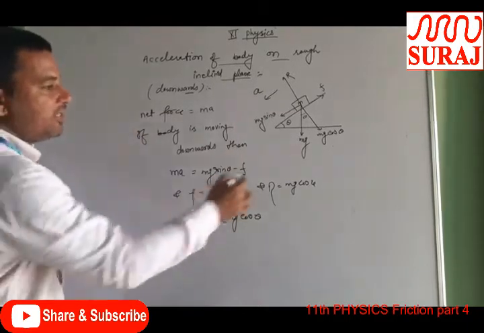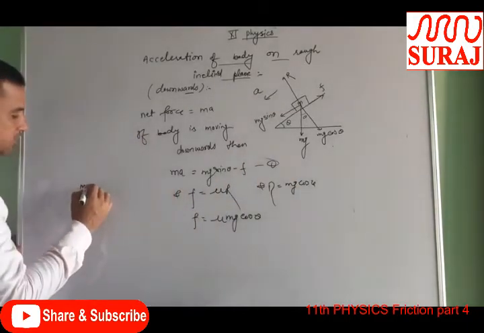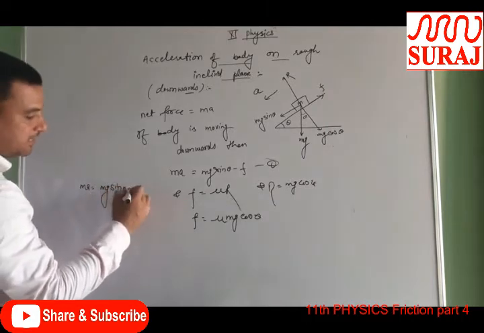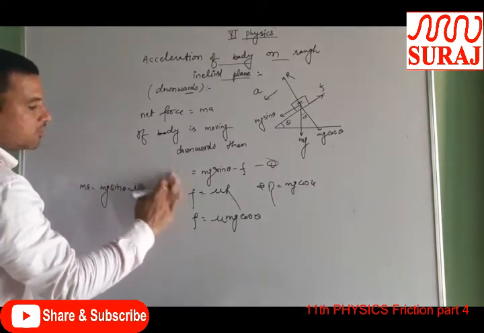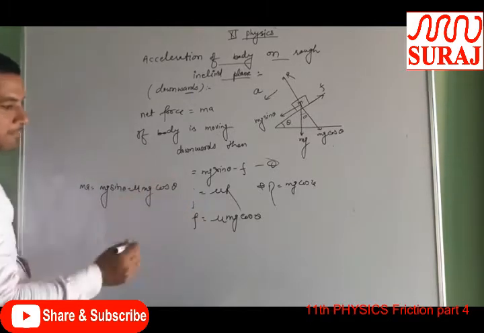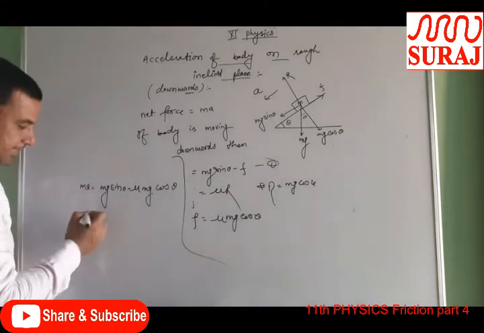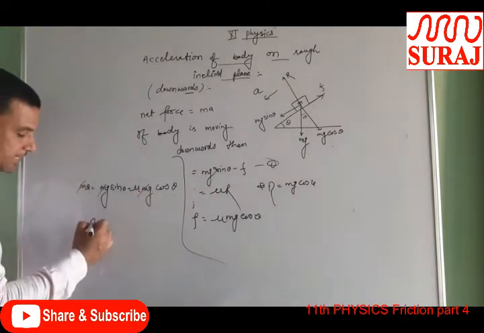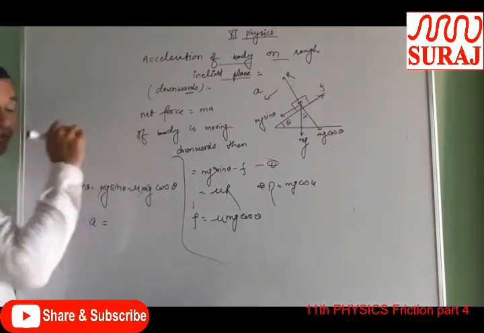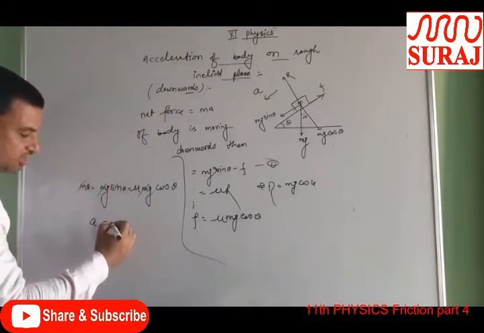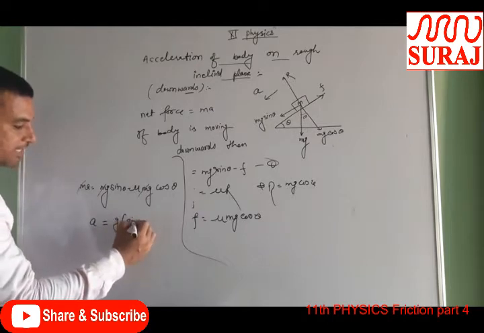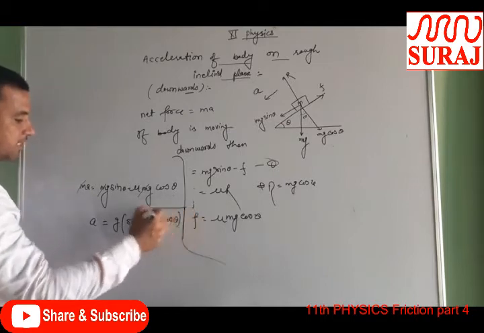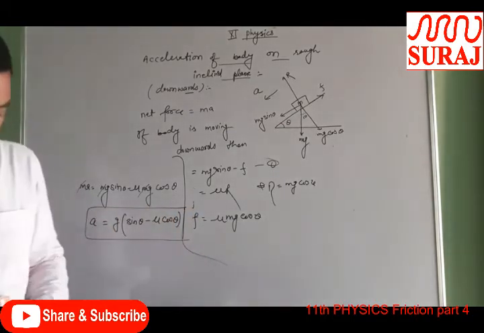Then again putting the value in equation 1, we get ma is equal to mg sin theta minus mu mg cos theta. Then cancel out m on both sides, we get the acceleration of the body on the rough inclined plane when moving downwards. Acceleration is equal to g, taken as common, sin theta minus mu cos theta. This is the acceleration of the body when moving downwards.